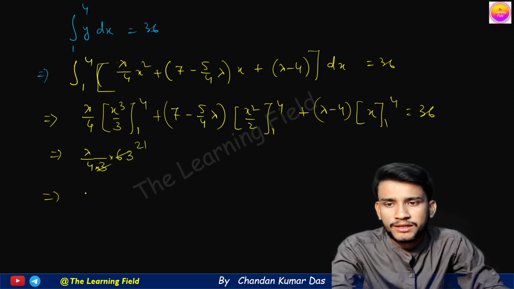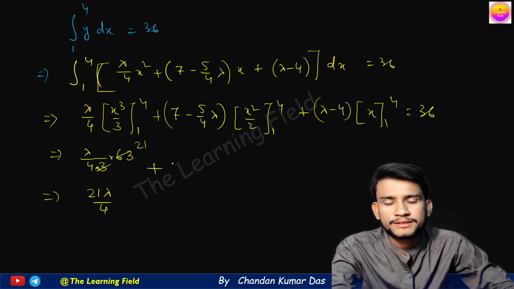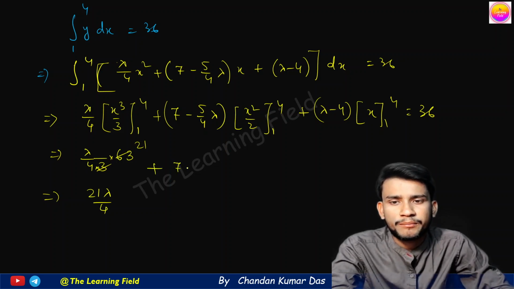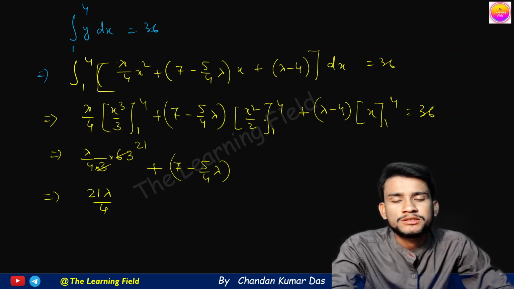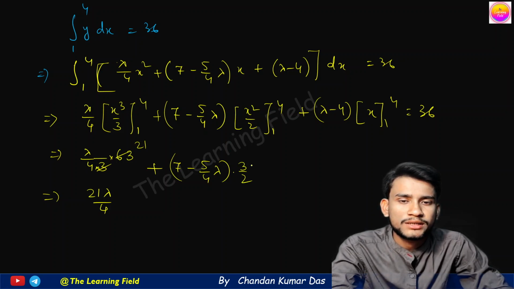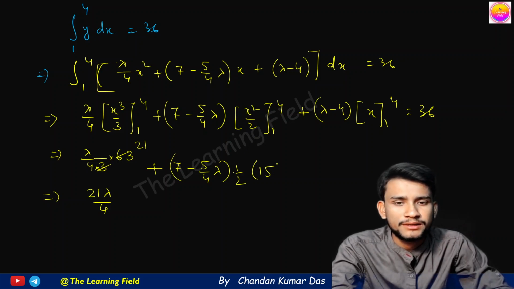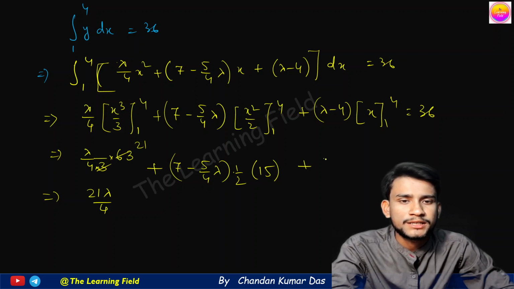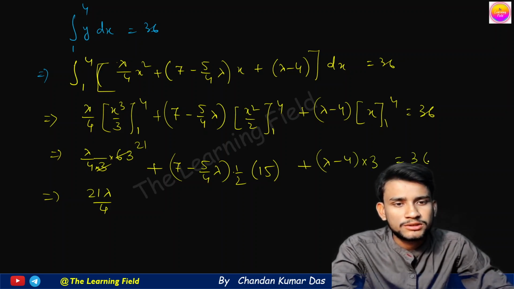This implies we can write 21 lambda by 4 plus 7 minus 5 by 4 lambda into 4 minus 1, 3 by 2. So 3 by 2, 16 by 2 means 8. Just a minute, 1 by 2 into 4 square means 15. Okay, this one is 15 plus lambda minus 4 into 4 minus 1 means 3. This is equal to 36.